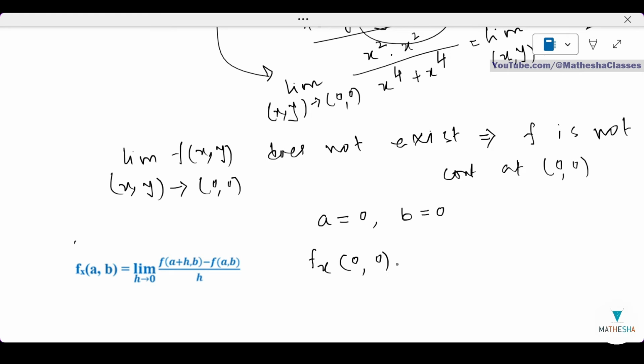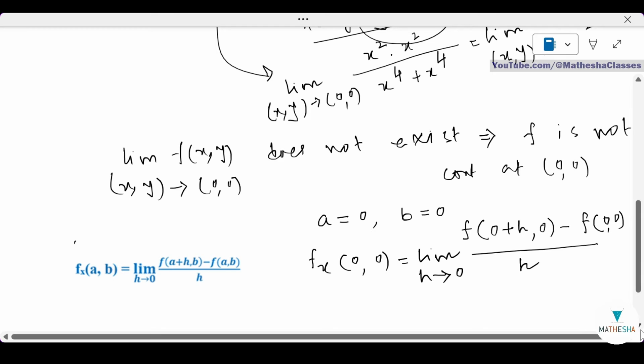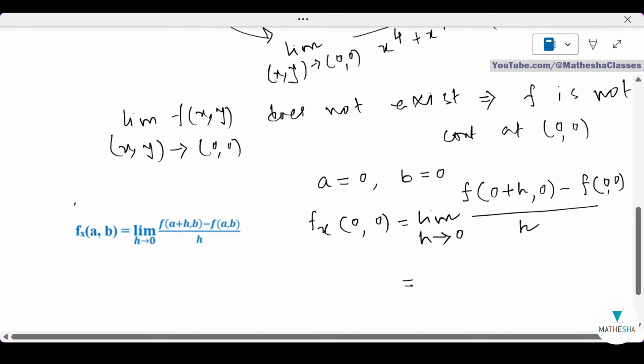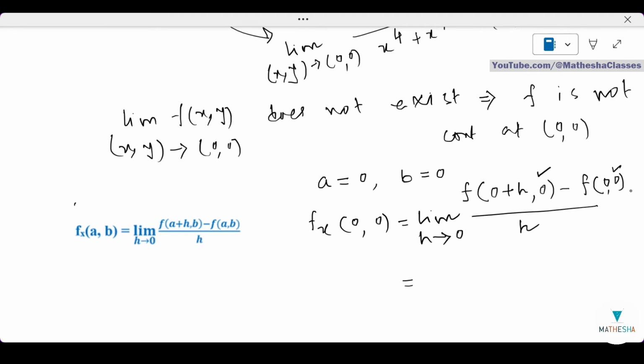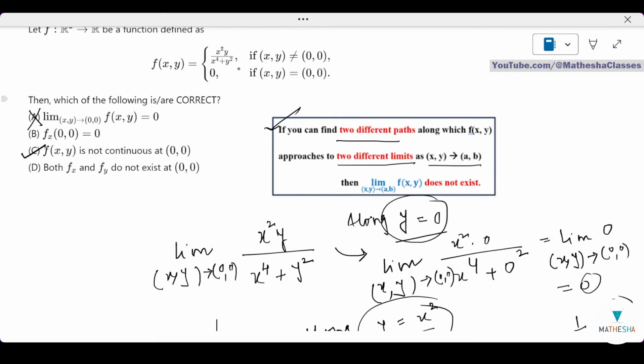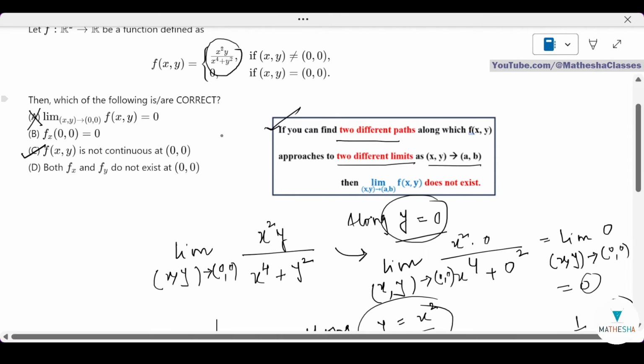So f_x(0,0) will be limit h tends to 0, f of (0 plus h, 0) minus f of (0,0) upon h. So now note, if one component is 0, any one component is 0, then the functional value will be 0. यहाँ पे y 0 है, तो definitely f(x,y) will turn out to be 0.